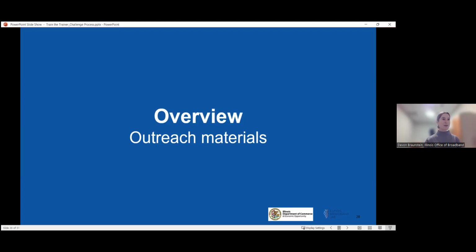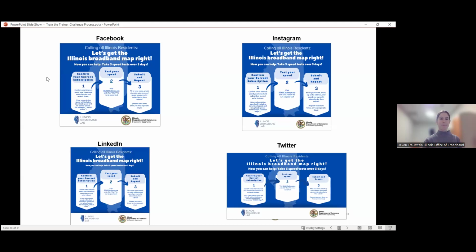I think we had maybe 3 community members here, which is awesome. But it is really up to you to make sure that folks feel empowered to know what speeds they're getting and make sure that the map accurately reflects it. So next, I'm going to share a couple of materials which will be made available later today.